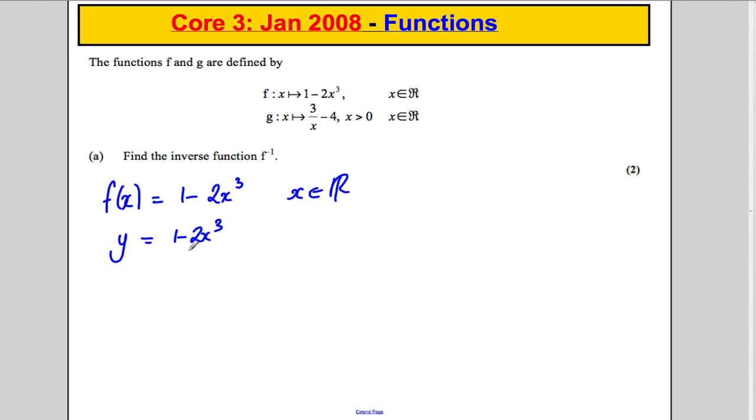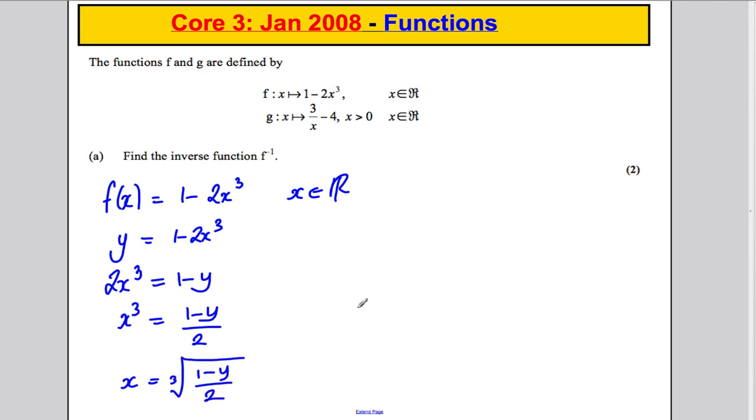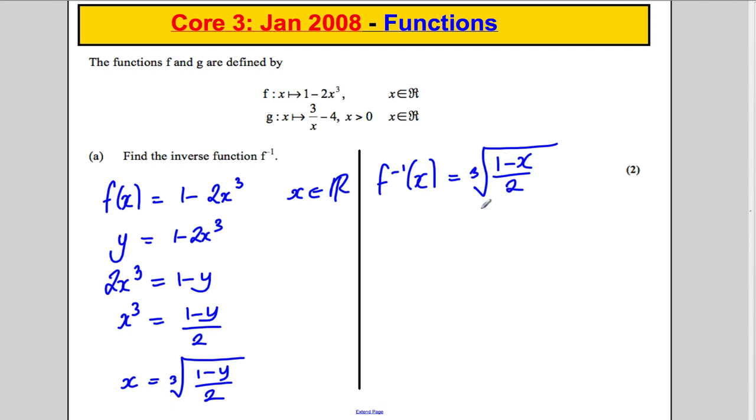So I'm going to add 2x cubed to both sides and subtract y. So I'm going to say 2x cubed is therefore 1 subtract y. Halve both sides, x cubed is therefore 1 subtract y divided by 2. And cube root both sides, x is therefore the cube root of 1 minus y over 2. And again, you should go down the page, not across, but therefore I can state that the inverse f to the minus 1 of x is the cube root of 1 subtract x all divided by 2, and I'm done.